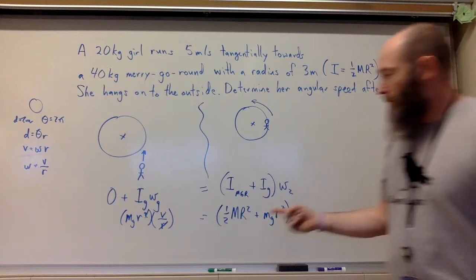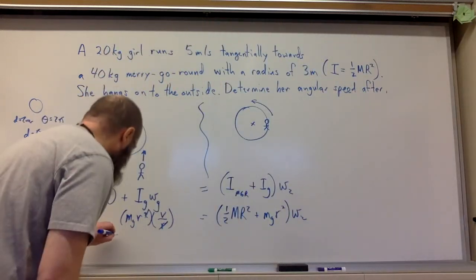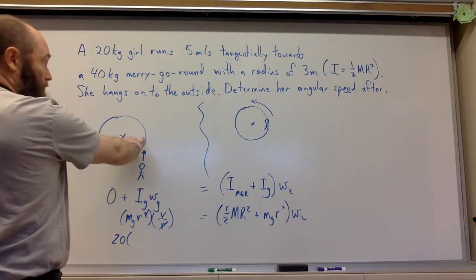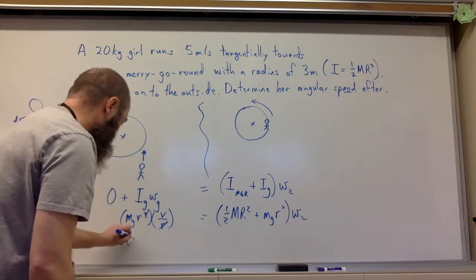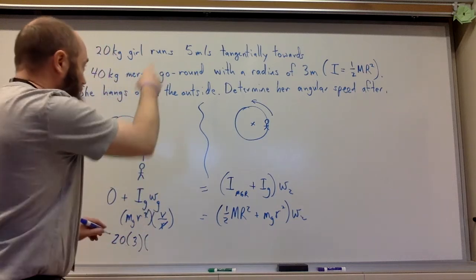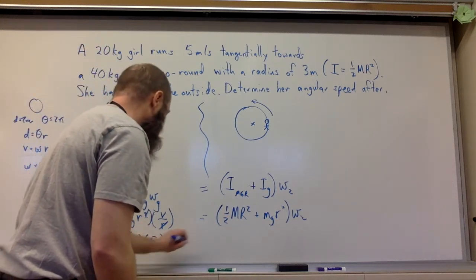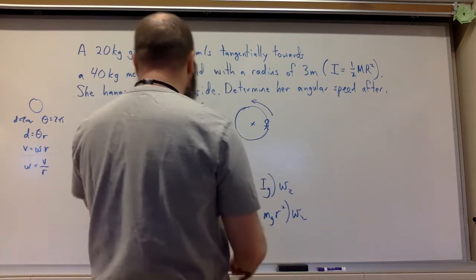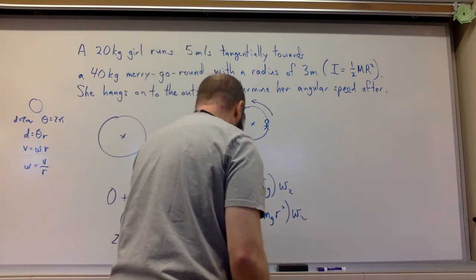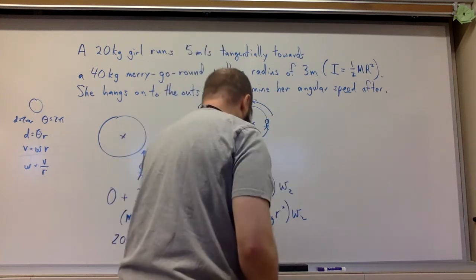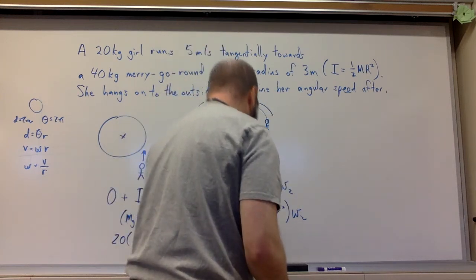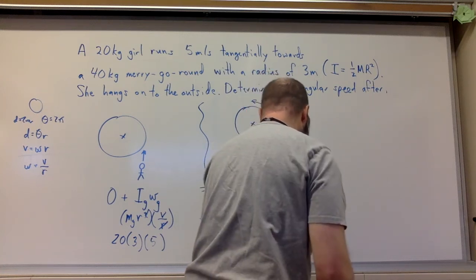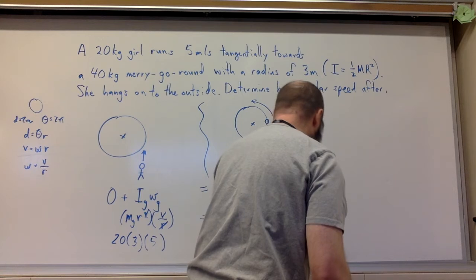Okay? So let's plug numbers in. Mass of the girl is 20. The radius of the girl, right before she hits, is going to be 3 meters away. The tangential velocity is 5. Over here you would have 1/2. The mass of the merry-go-round is 40. The radius of the merry-go-round is 3. Okay. Mass of the girl is 20. The radius is 3. And then omega 2.